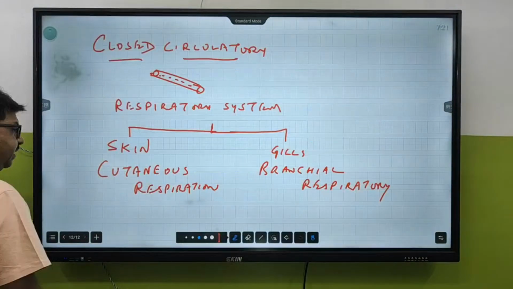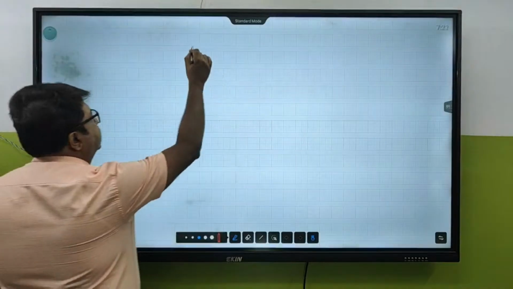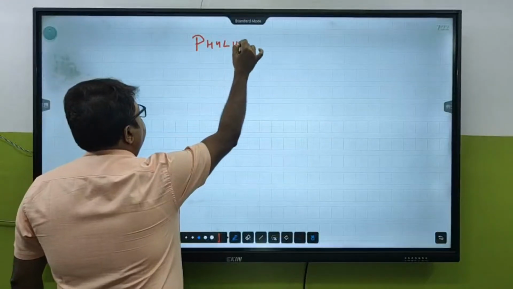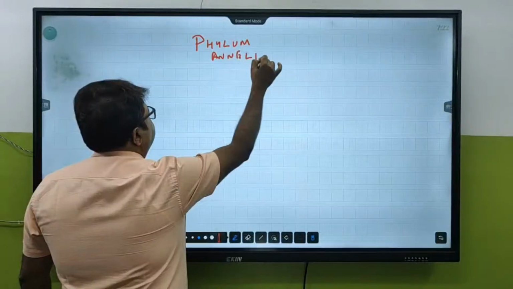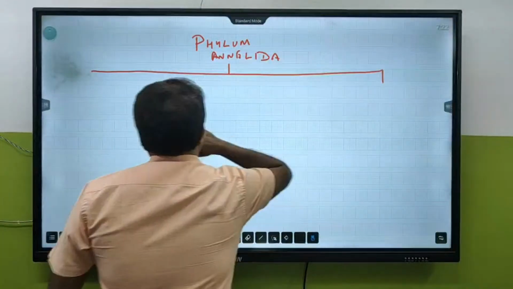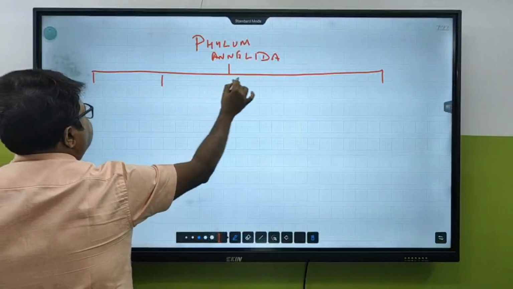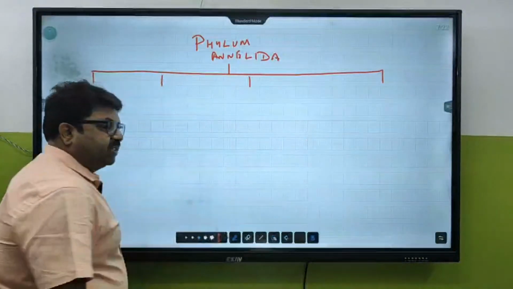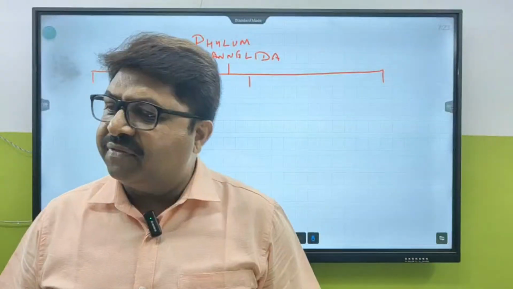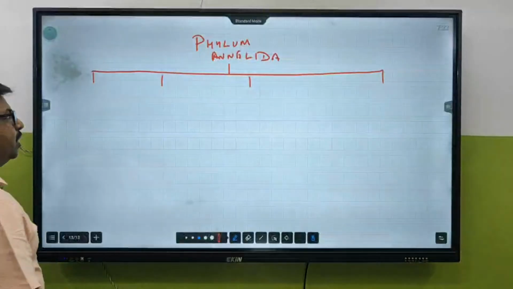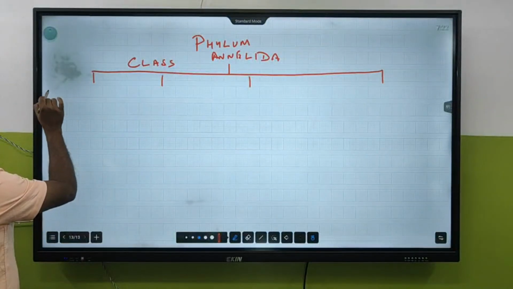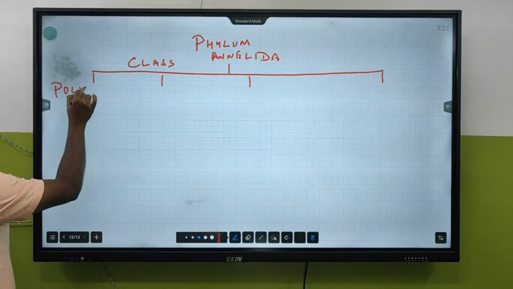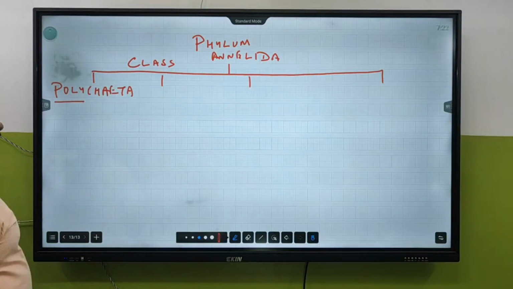Now, let us classify phylum Annelida. On what basis are we classifying them? On the basis of the number of segments and presence of clitellum into four different classes. So class number 1 is Polychaeta. What is the meaning of the term poly?